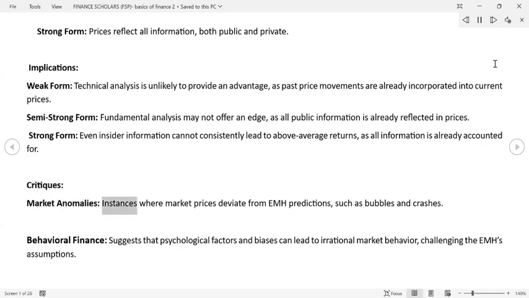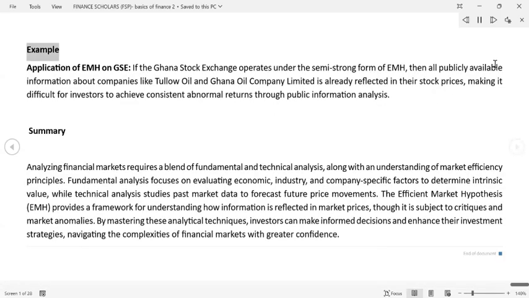Critiques. Market anomalies, instances where market prices deviate from EMH predictions, such as bubbles and crashes. Behavioral finance suggests that psychological factors and biases can lead to irrational market behavior, challenging the EMH's assumptions.